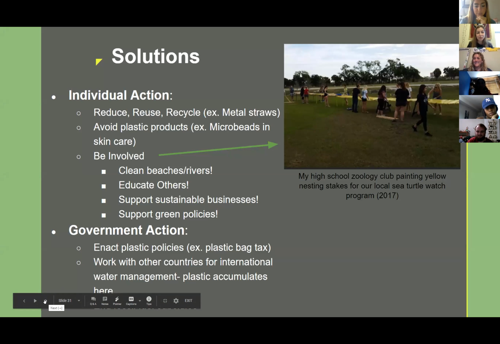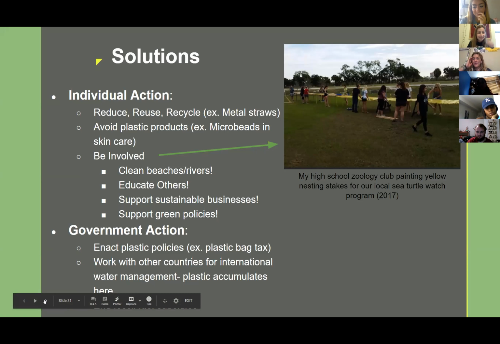I was a part of a zoology club in high school, and we worked with our local sea turtle watch program for Anna Maria Island, which is really close to my high school. And so we painted yellow stakes for all the nesting sites. So the yellow in that picture is all stakes. That's not a table. Those are all wooden stakes that we used.